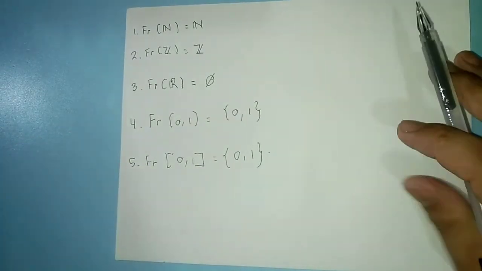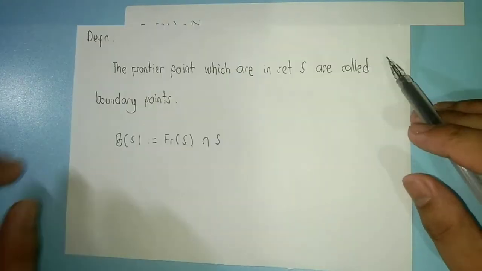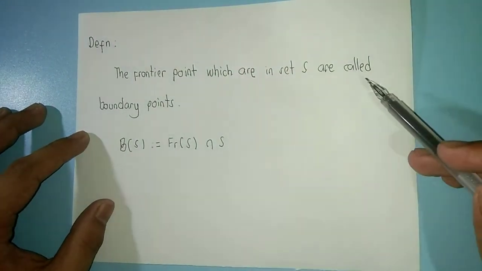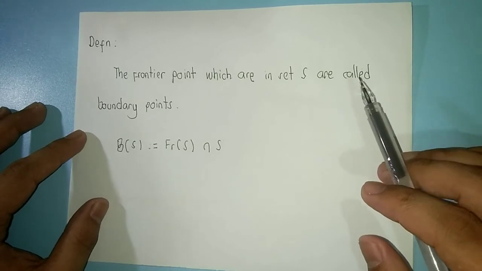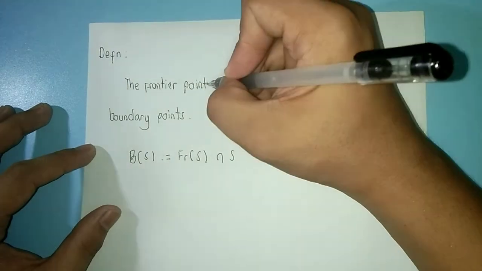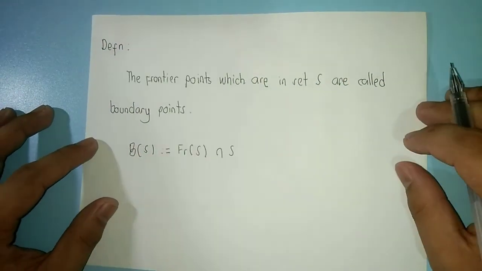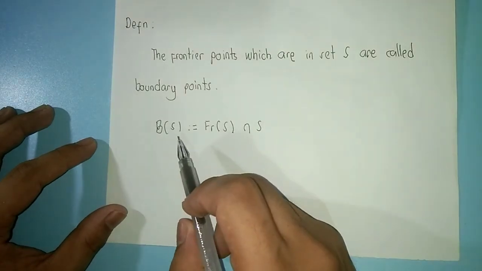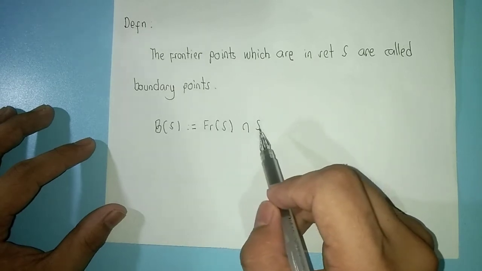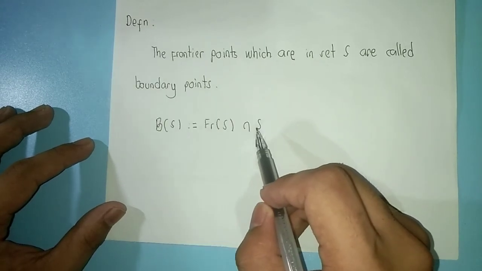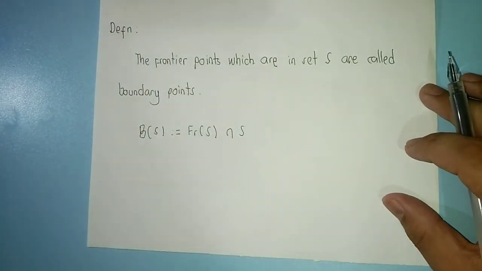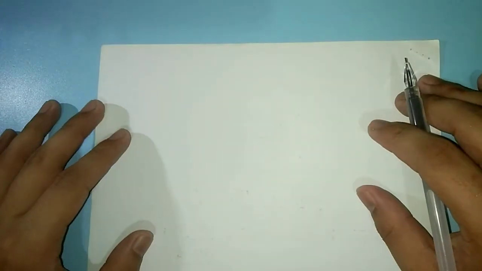So punta tayo doon sa boundary point. Okay, so for boundary point, the frontier points which are in set S are called boundary points. So ito yung special case ng frontier point. Okay, so boundary of S is equal to yung intersection ng frontier ng S tsaka ng S mismo. So dapat nasa loob. Ito yung mga frontier points na dapat ay nasa loob. Okay? So punta tayo sa example.